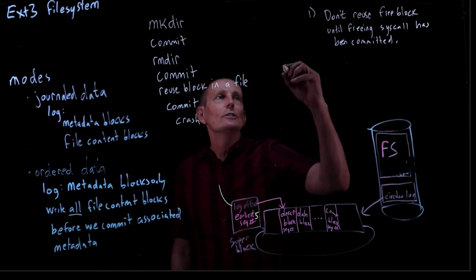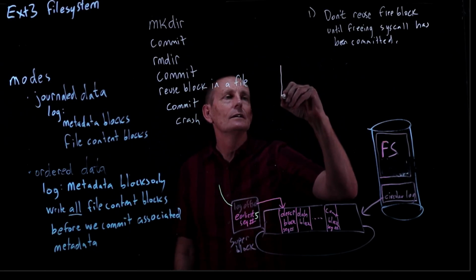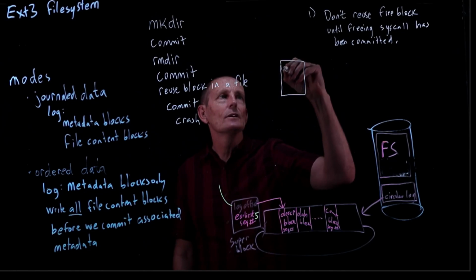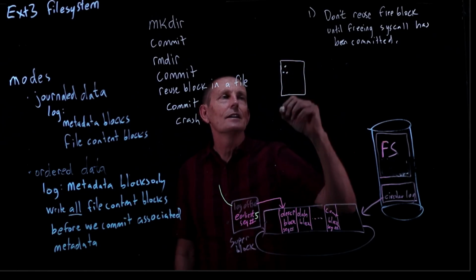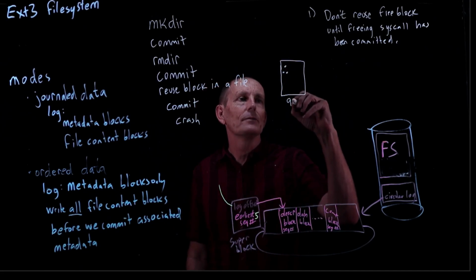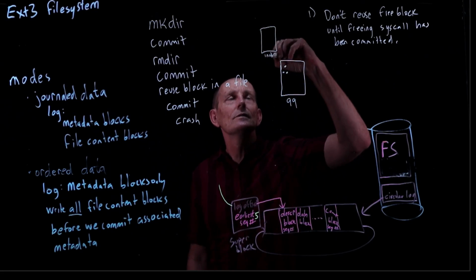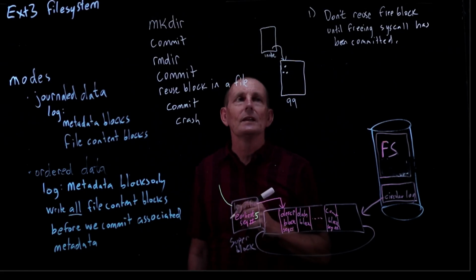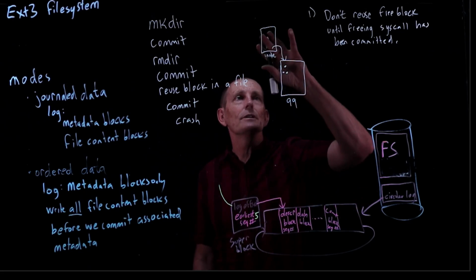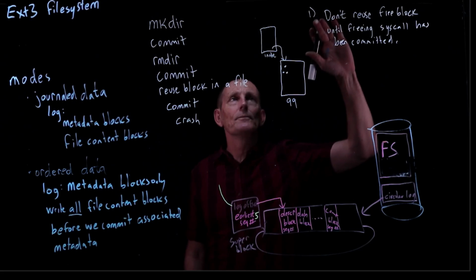We have gone ahead and created a directory. So we have, let's say, dot and dot dot. That's it, let's say. So this is block 99. And the inode refers to 99. And then we remove the directory. So now all of a sudden this is freed. And then we commit. So that's important. So we're not breaking rule number 1.